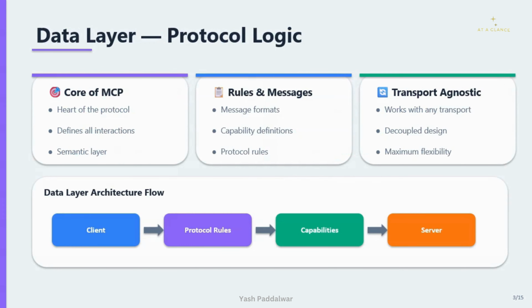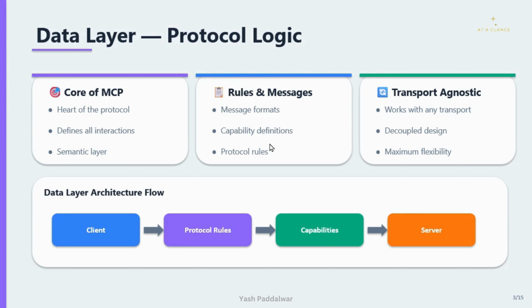So in short, I would say that the data layer is the heart of the entire MCP. It simply defines the rules, message formats, and capabilities that the clients and servers understand. So it takes care of the rules, like for example the message formats, the definitions of the capabilities, and the protocol rules. Everything is taken care of in here.